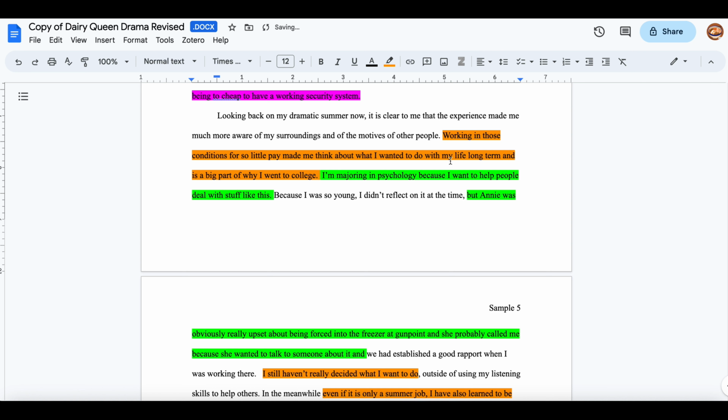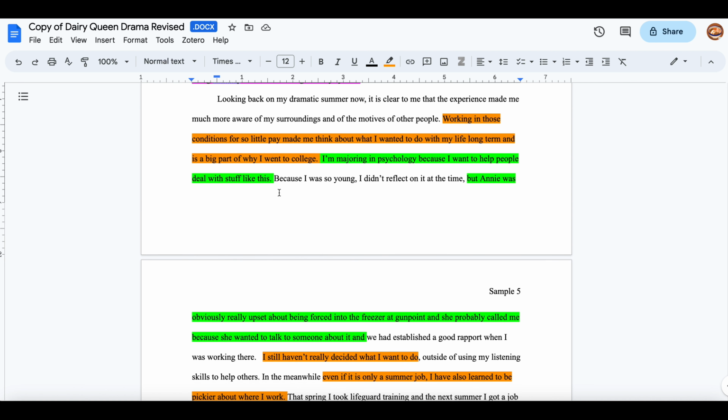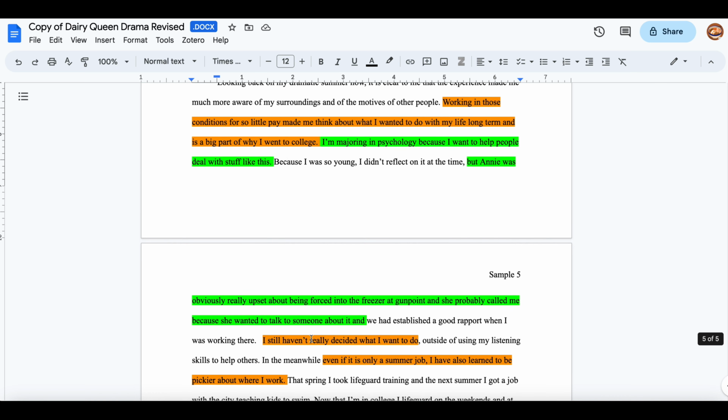"Long term, and is a big part of why I went to college. And then I'm majoring in psychology because I want to help people deal with stuff like this." We'll get to that, don't worry. "Because I was so young, I didn't reflect on it at the time, but Annie was obviously really upset about being forced into the freezer at gunpoint." I bet she was, and she probably called me because she wanted to talk to someone about it, and we had established a good rapport when I was working there.